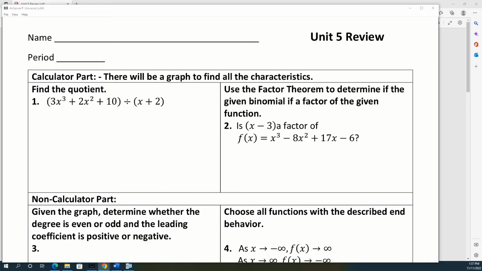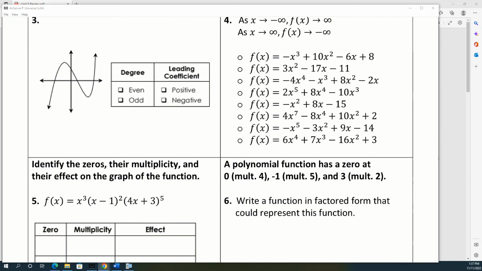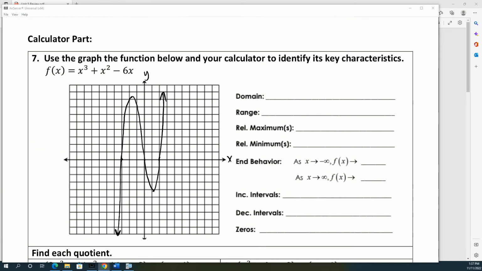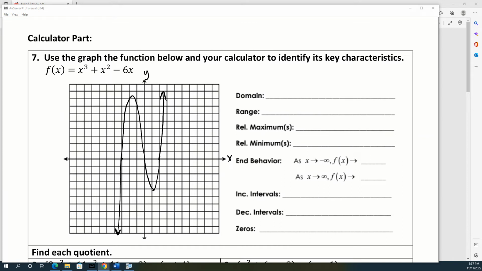So this test is going to have 2 parts, a calculator part and a non-calculator part. So like I just said, there will be a graph to find all the characteristics on the calculator part. The graph will be graphed for you like it is on number 7, but you would still need to use your calculator to get the relative max and min because they're not at an exact point. The rest of the stuff, you should be able to look at the graph and figure that out.